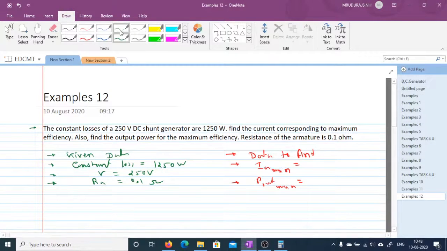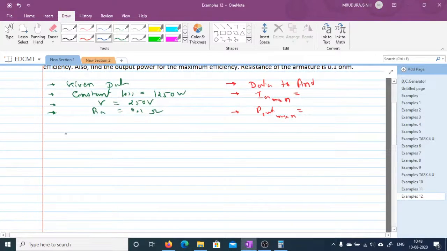So first of all, to solve this, let's write the equation for maximum efficiency, so that we'll have the idea of how we can solve this example. Initially we do not know how to approach this example. So what we'll do is write the equation for maximum efficiency, and then try to relate whether any of the quantities appear in that or not.